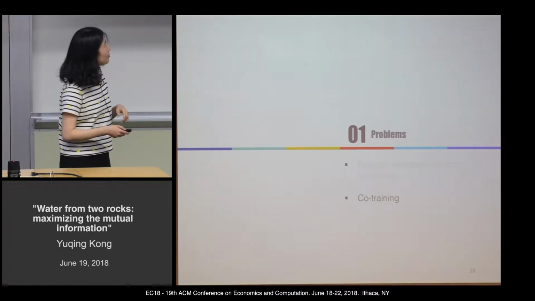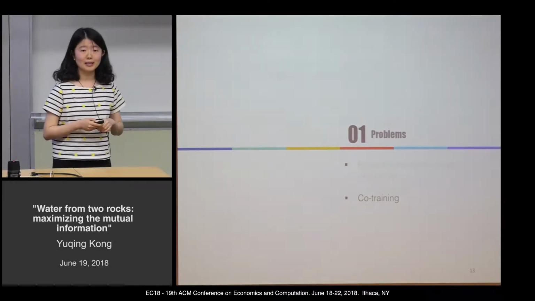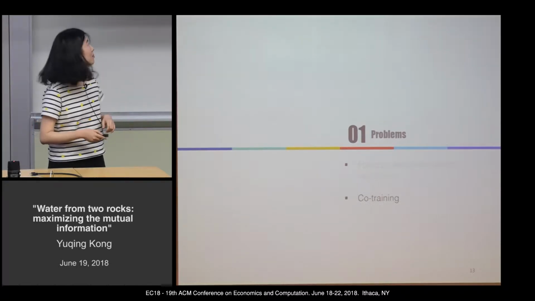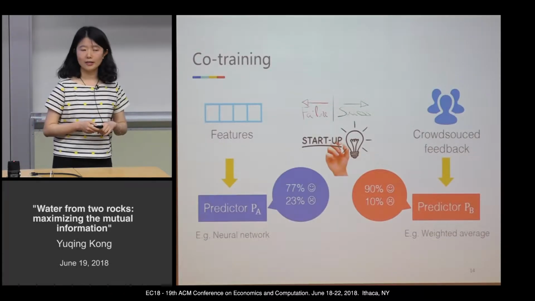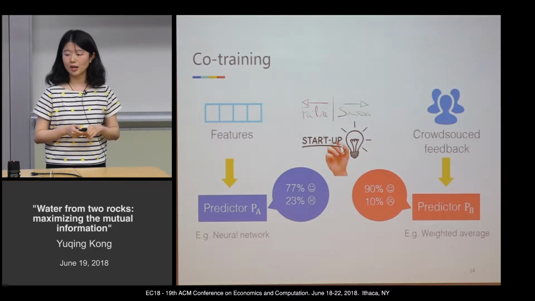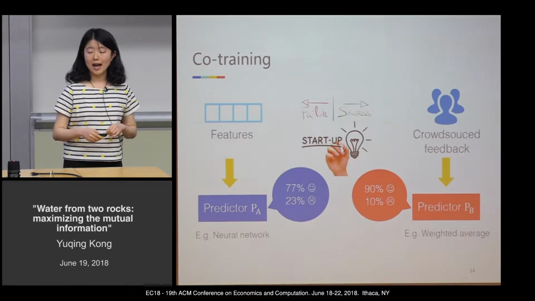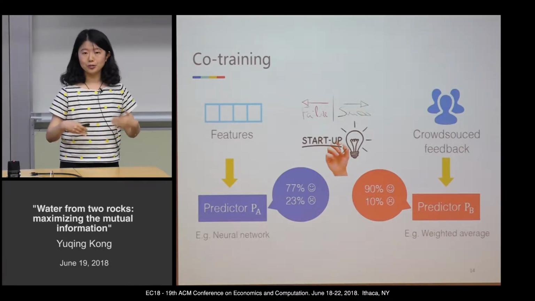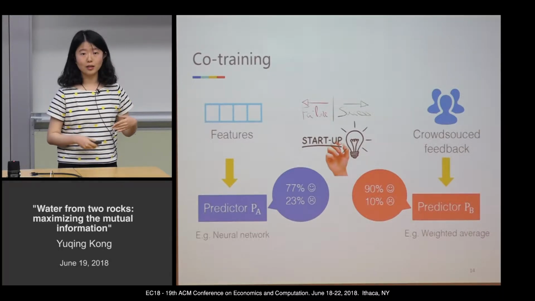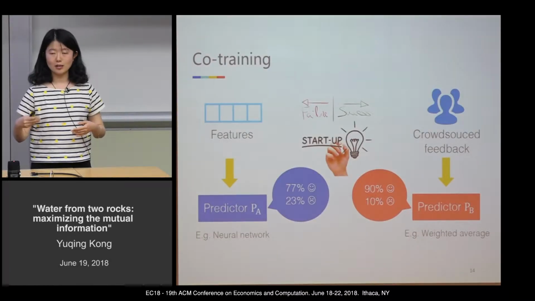Okay, so now let's introduce another problem. It's a learning problem, and we will see this problem is actually the same as the mechanism design problem. In our learning setting, we still want to forecast whether the startup will succeed or not. Here we do not have the forecast from the crowds. Actually, we have the features. So we have two views of this startup. One view is the feature of the startup, like the target customer, the funding, the information about the CEO. Another view is the cross-source feedback.